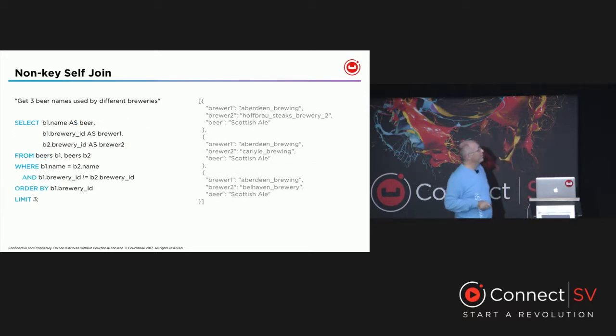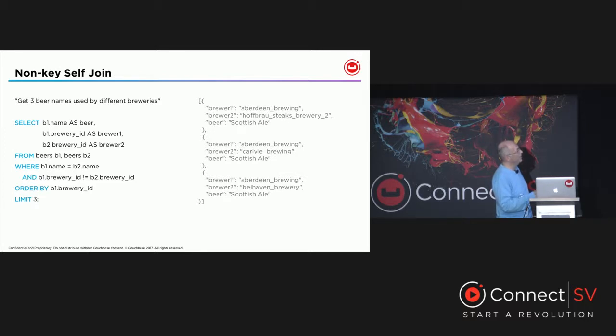All right, let's look at the next query. So here we want to get 3 beer names used by different breweries. What I do is a self-join between beers. So I have used the beers data set twice here. Then I join on the fact that the beer names are the same, but the brewery IDs are not.